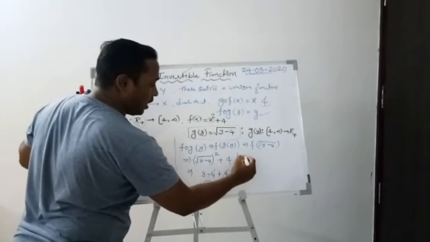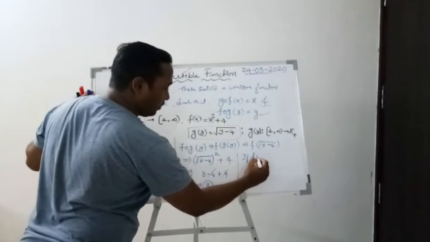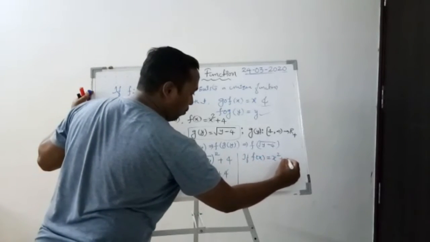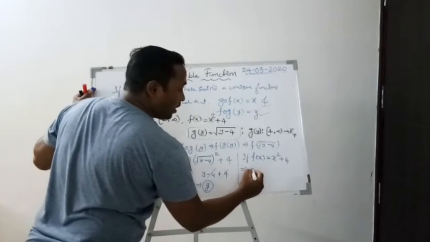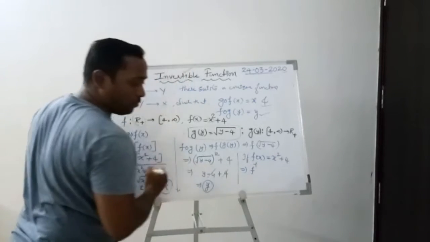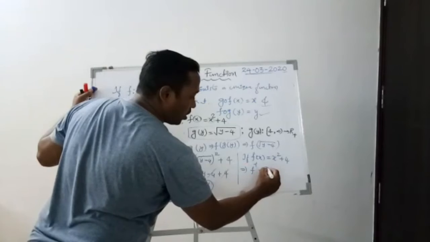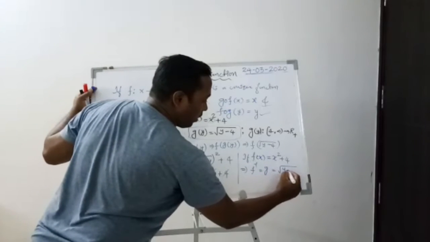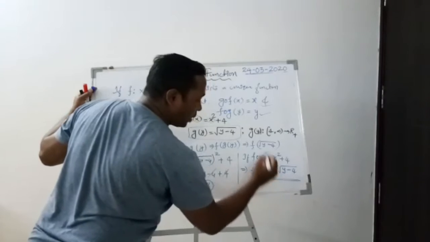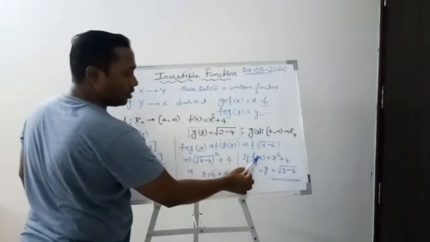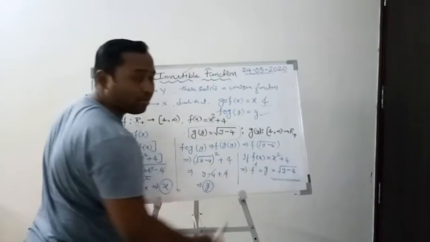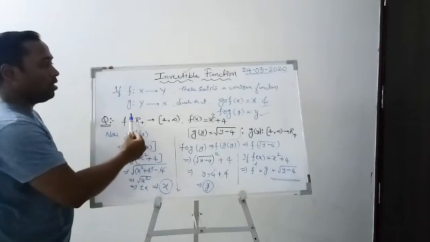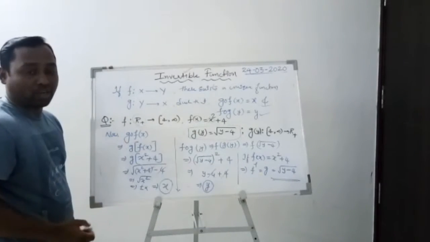Hence we can say that if the function f of x is x square plus 4, then its inverse, f inverse, also known as the g function, is equal to under root of y minus 4. Already we have seen that this inverse function was under root of y minus 4. We also got the same conclusion with the help of the composition method.